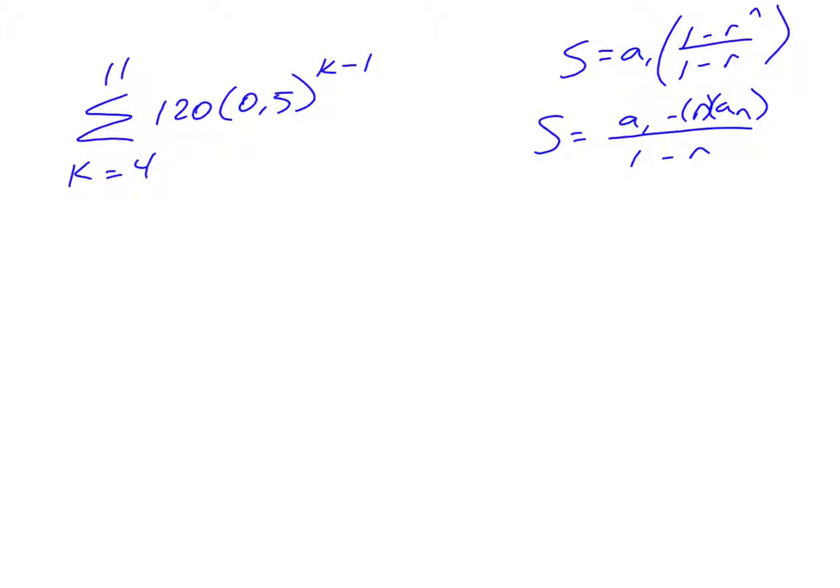So here's another geometric series written in summation notation that we want to find the sum of. All right, so let's use the same formula. So Bree, what do I do to find a sub 1? Plug in k. Okay, so I plug 4 in for k, so that makes it 0.5 to the 3rd power. And then I multiply that by 120, and we end up with 15.